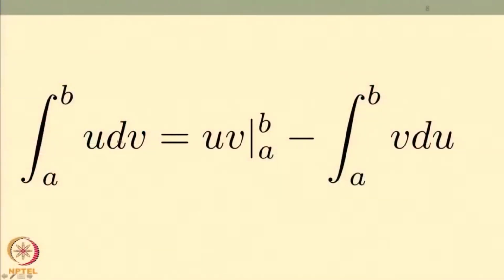Very often books would describe formulas like this: u dv. What they mean is the integral of u dv by dx is equal to uv in the limits minus the integral of v du. This is a very highly useful formula which one would use in many places.